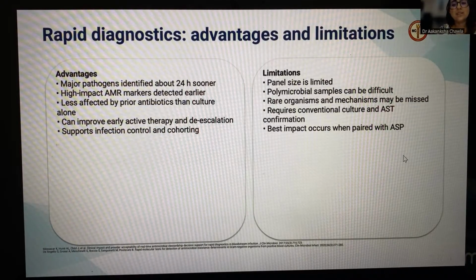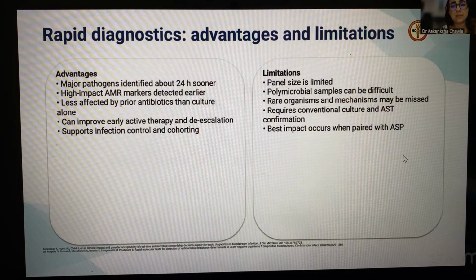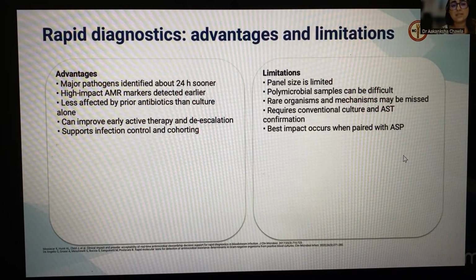The limitations are that the panel size is limited and polymicrobial samples can be difficult. And remember that despite these rapid diagnostic tests, we have been talking about this often, conventional culture and AST confirmation is always needed. So do not substitute these rapid diagnostic tests with conventional culture and AST. You have to send that for all your patients.